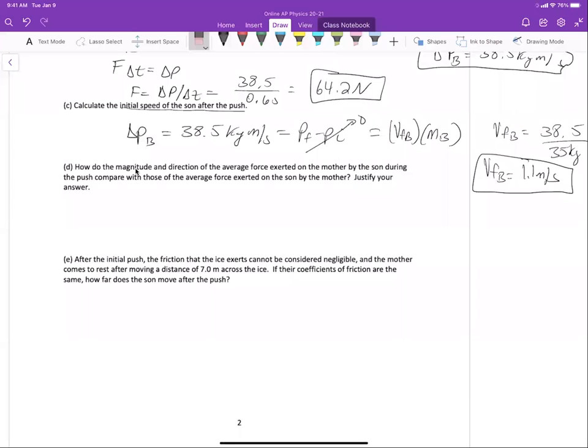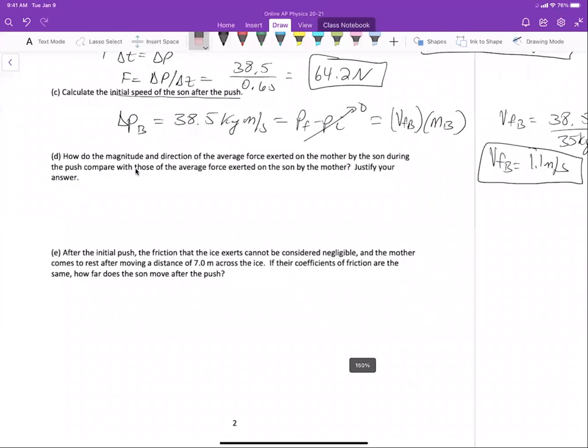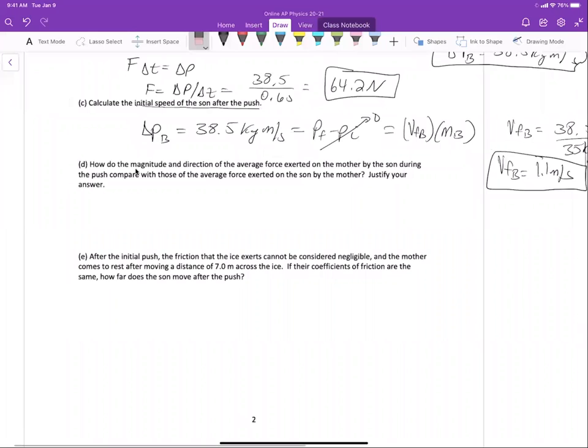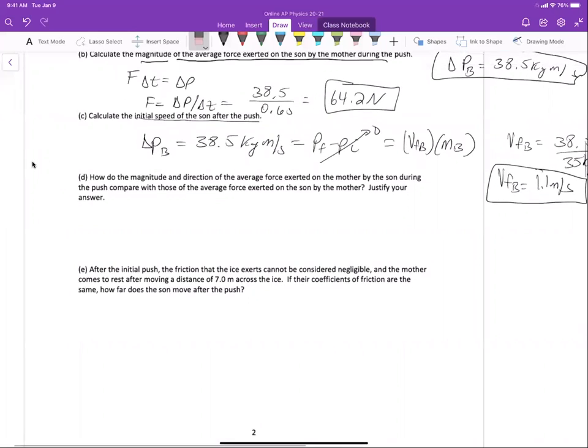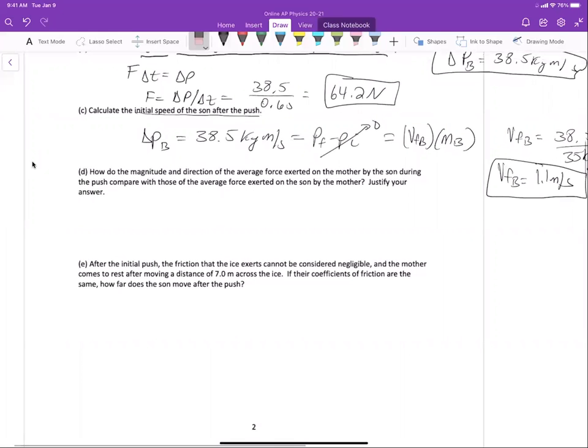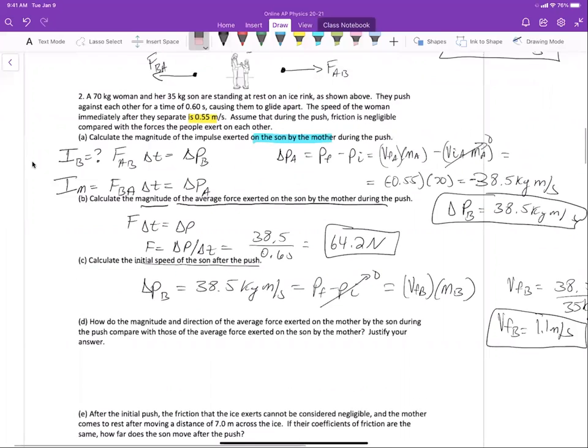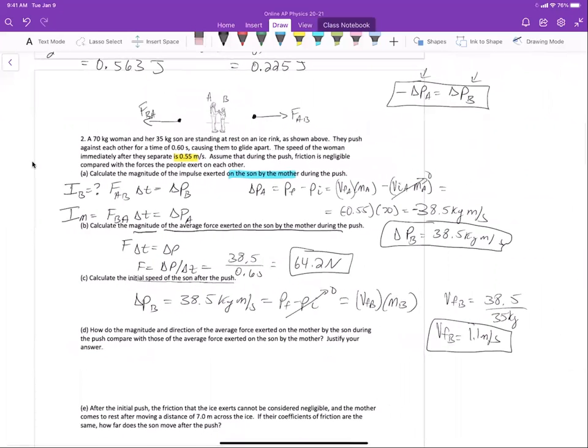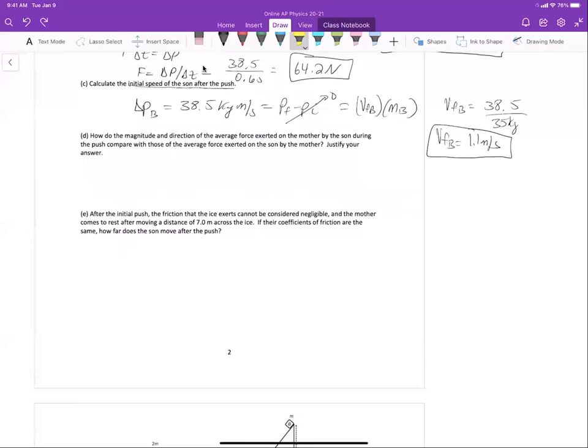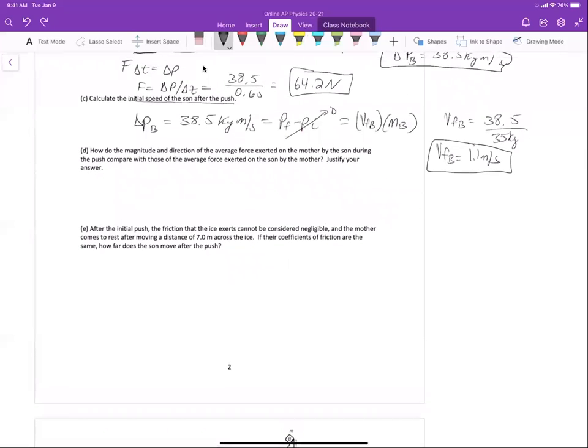Now part D: how do the magnitude and the direction of the average force exerted on the mother by the son during the push compare to those of the average force exerted on the son by the mother? If you go back up and look at the free body diagram that we did, we have already basically reviewed that force. During the push, the forces between the two of them are equal in magnitude, opposite in direction. And you have to justify that. So let's answer the question.